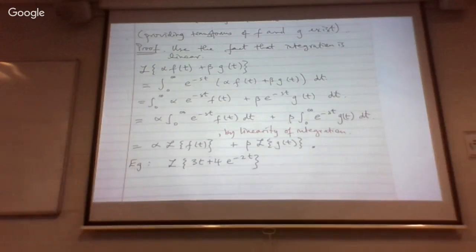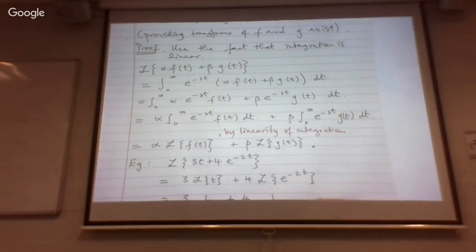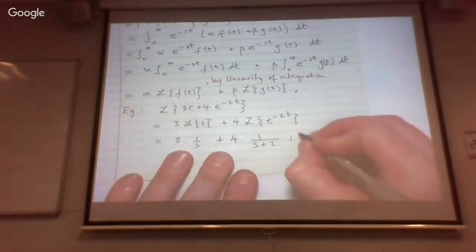So I can use the linearity property now to say that this is three times the Laplace transform of t plus four times the Laplace transform of e to the minus 2t. So that's 3 times 1 over s squared plus 4 times 1 over s minus a. That's either plus or minus. Yes, minus a. That's going to be s plus 2. So that's using linearity.